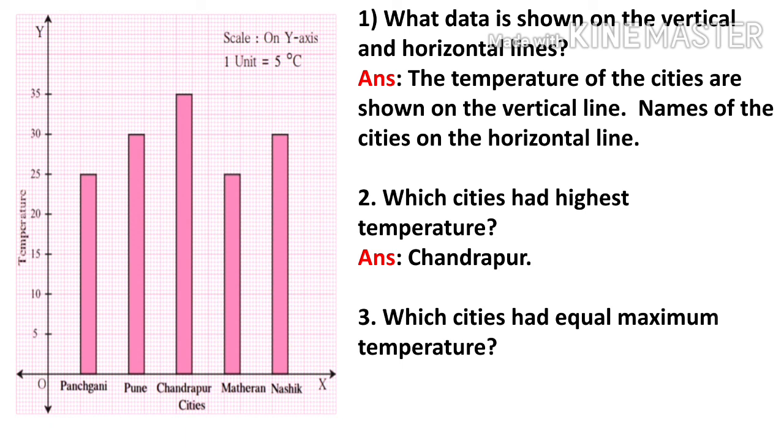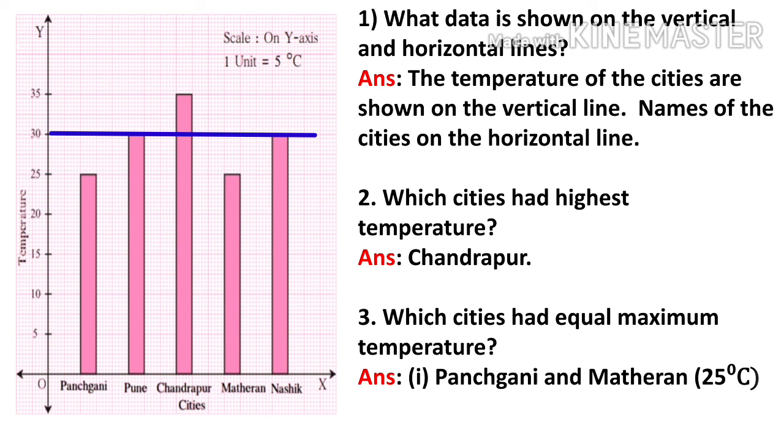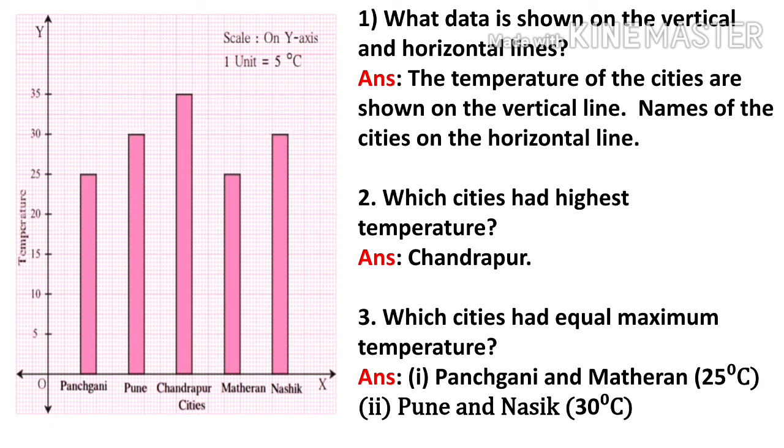The third question is: which cities had equal maximum temperature? If you see the bar graph, Panchgani has 25 degrees Celsius and Matheran also has 25 degrees Celsius. And Pune has 30 degrees Celsius and Nashik also has 30 degrees Celsius. So the first pair is Panchgani and Matheran at 25 degrees Celsius. The second pair is Pune and Nashik at 30 degrees Celsius.